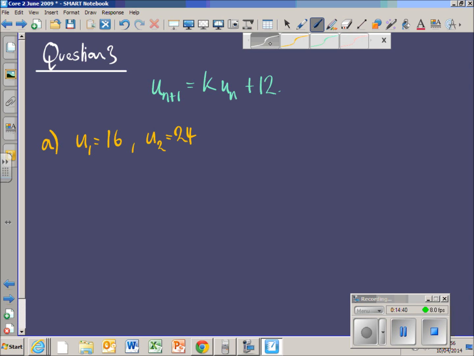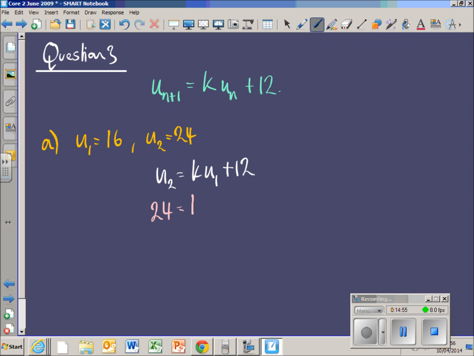So this equation here says u sub n plus 1 is equal to k times u sub n plus 12. So I could say that u2 is equal to k times u1 plus 12, and then I could sub in my values here. I get that 24 is equal to k times 16 plus 12. Then I'm going to rearrange this for k. So 24 take away 12 is 12, so k times 16 is equal to 12. So k is 12 divided by 16, and this will cancel down to 3 over 4, which is 0.75.